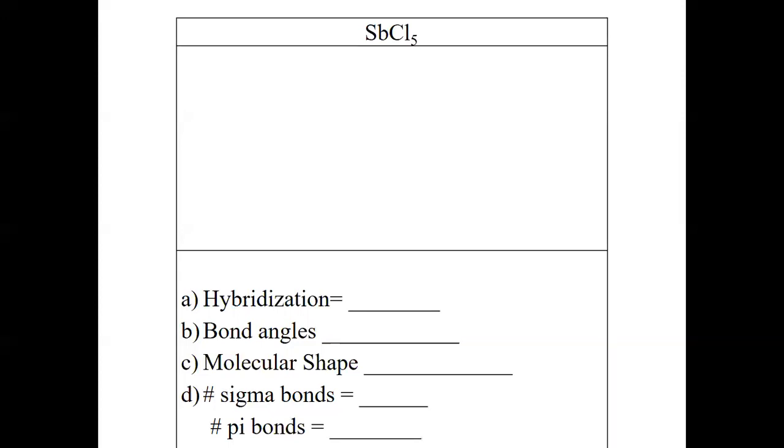Welcome back. So we have SbCl5. So Sb goes in the center, and then you're going to have 5 chlorine atoms that are bonded to it.